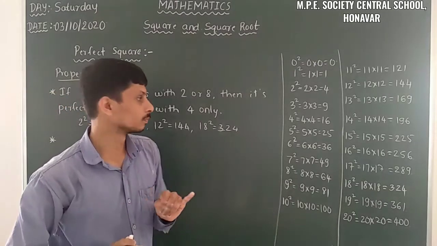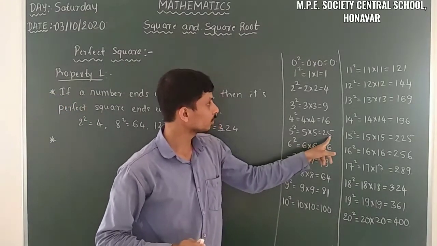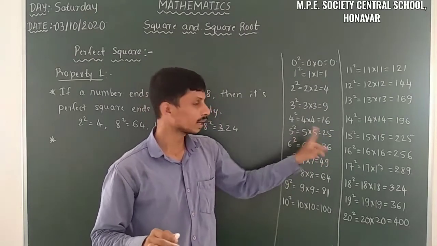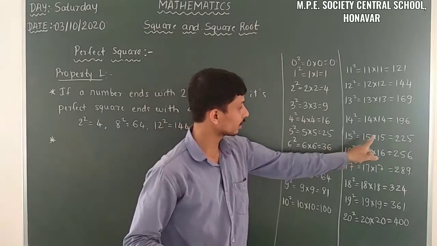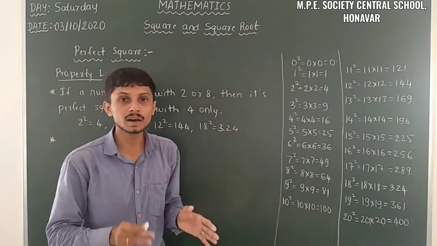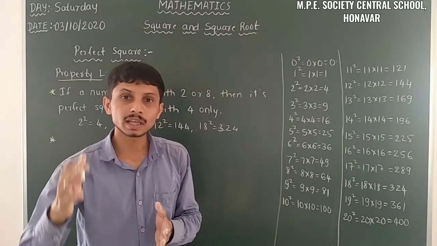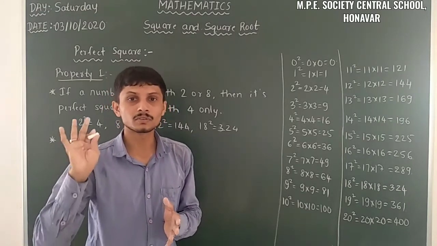So let us take 5. Let's just look at the 5. So here 5, here 5. So 5 can end with 5 only. So here also 5 can end with 5 only. That means if a number ends with 5, then its perfect square also ends with 5 only.